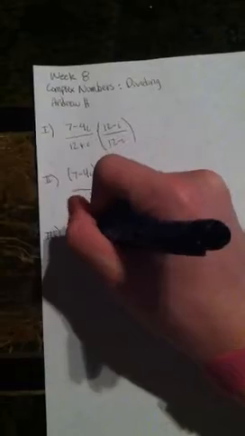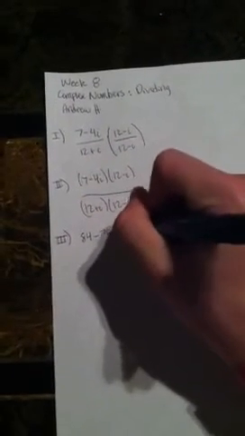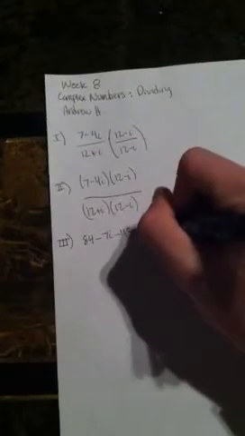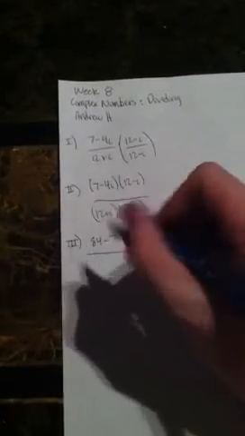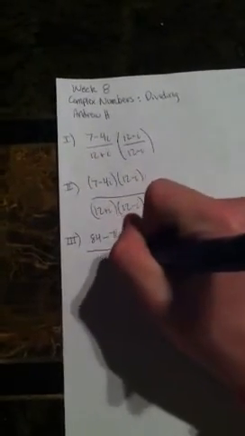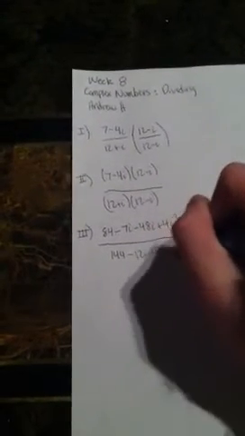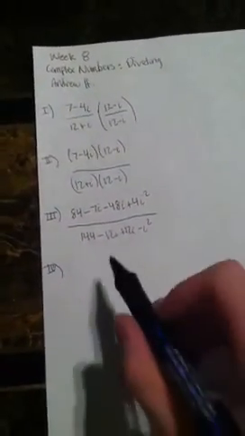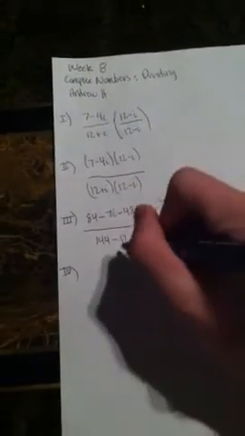So if we FOIL the top, we're going to get 84 minus 7i minus 48i plus 4i squared over, now we just FOIL the bottom. So that would give us 144 minus 12i plus 12i minus i squared. Now, if we look down here, you can see the negative 12i and the positive 12i. Those will just cancel each other out.